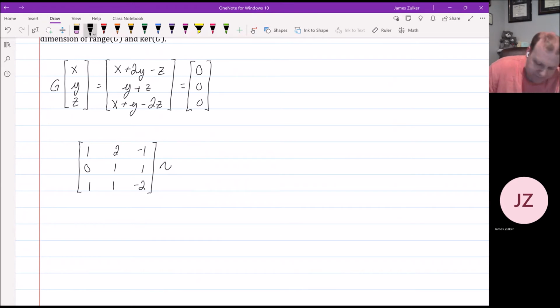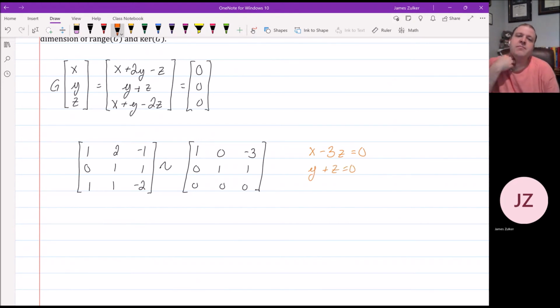Row reduce it, and we get this. Right? So we write this out and we see that x minus 3z is 0. And then y plus z is 0, right? So obviously this means that x is equal to 3z and y is equal to negative z.